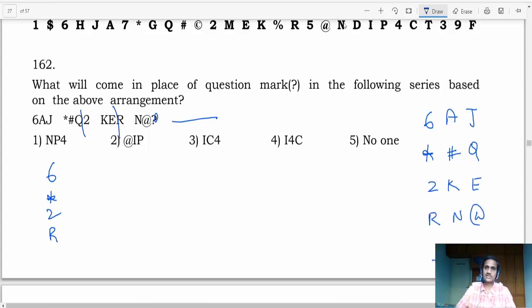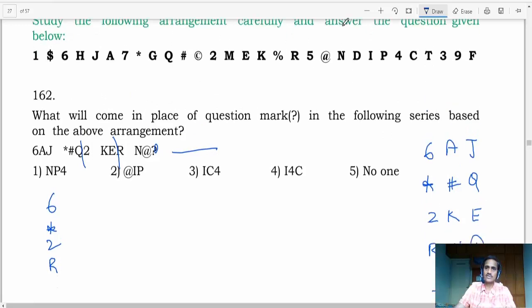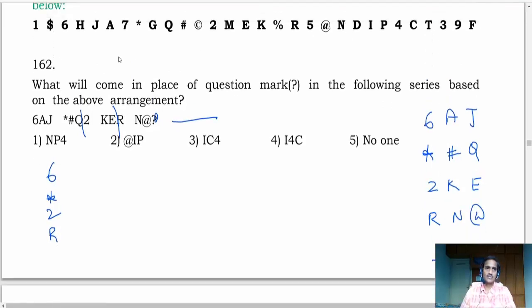Check the first element, 6 and star. What is the difference between 6 and star? 1 2 3 4 5 plus 5. Between star and 2, 1 2 3 4 5 plus 5. Between 2 and R, 1 2 3 4 5 plus 5. R plus 5, 1 2 3 4 5, I. What is the first element? I is the first element.